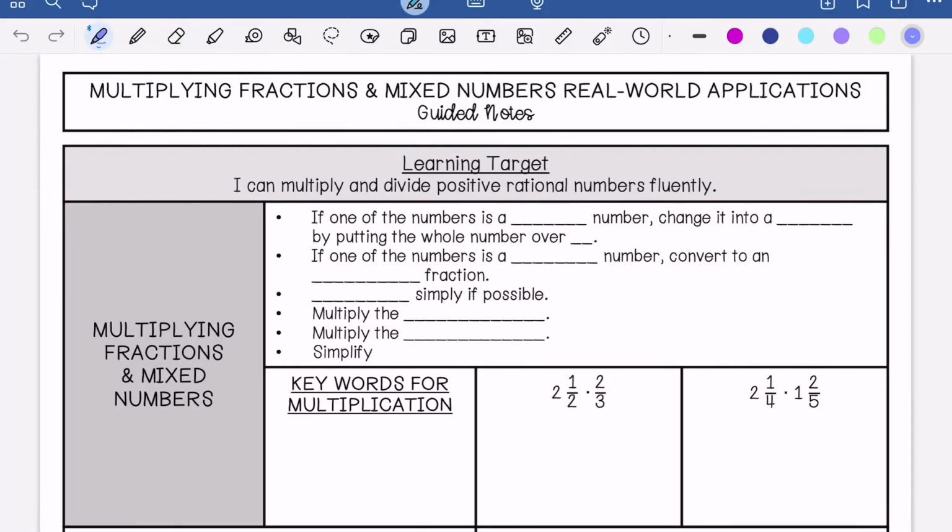We are going over multiplying fractions and mixed numbers and real world applications. Our learning target is I can multiply and divide positive rational numbers fluently. We are going to go over multiplying fractions and mixed numbers, talk about keywords that you may see in a multiplication word problem, do a couple of examples without the words, and then some examples with the words. All right, here we go.